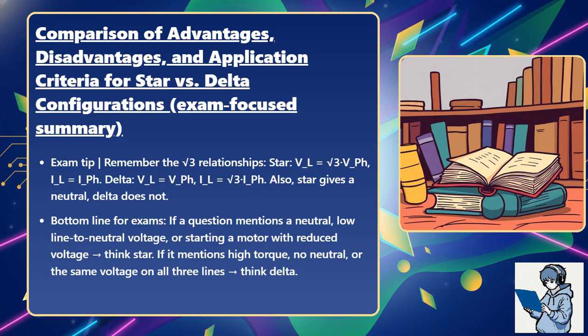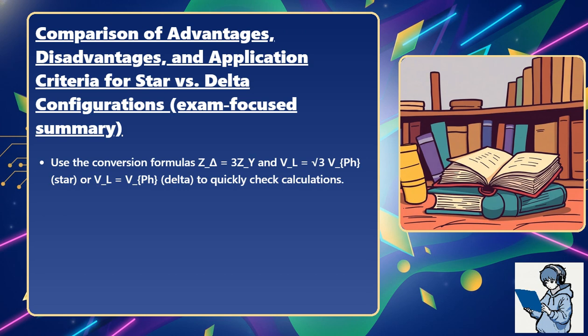Bottom line for exams: if a question mentions a neutral, low line-to-neutral voltage, or starting a motor with reduced voltage, think star. If it mentions high torque, no neutral, or the same voltage on all 3 lines, think delta. Use the conversion formulas: Z delta equals 3 Z_Y, and V sub L equals square root of 3 V sub pH for star, or V sub L equals V sub pH for delta, to quickly check calculations.